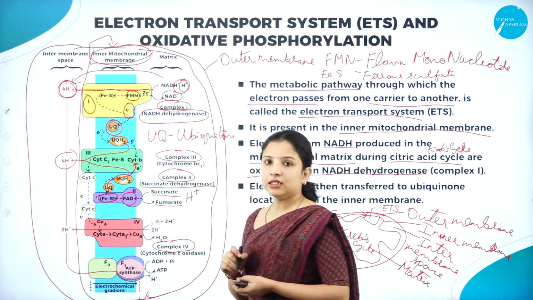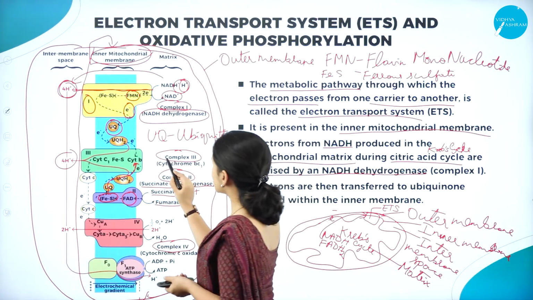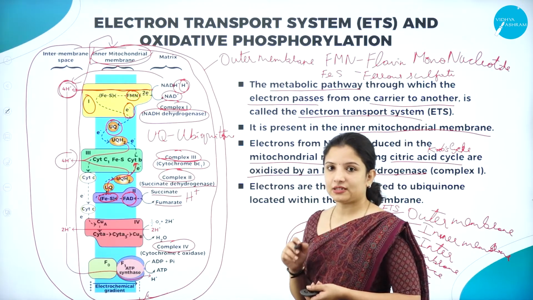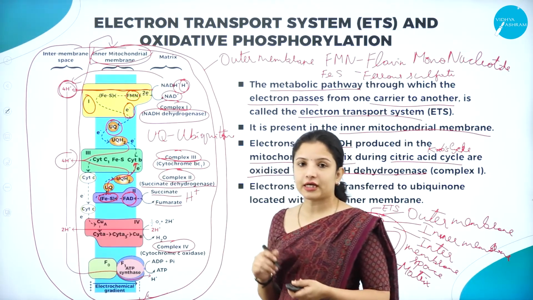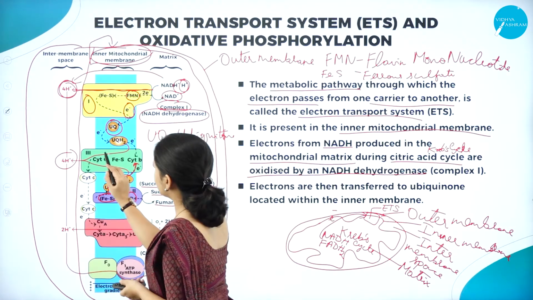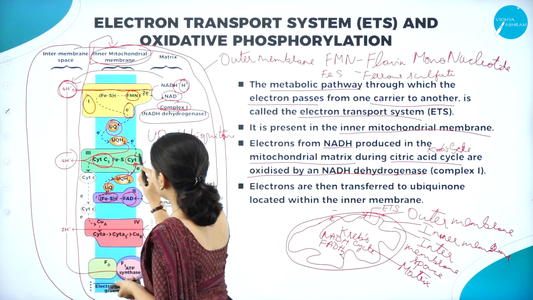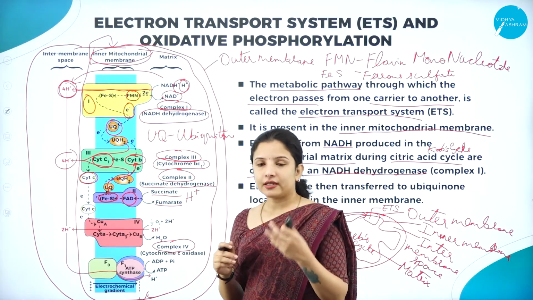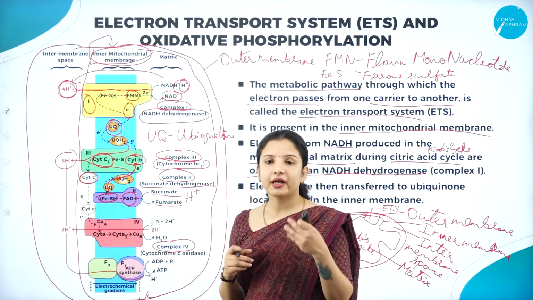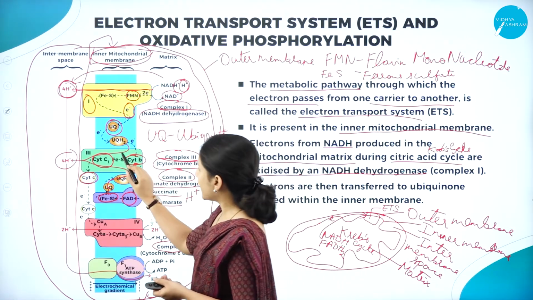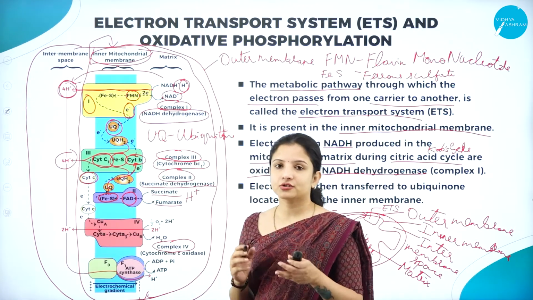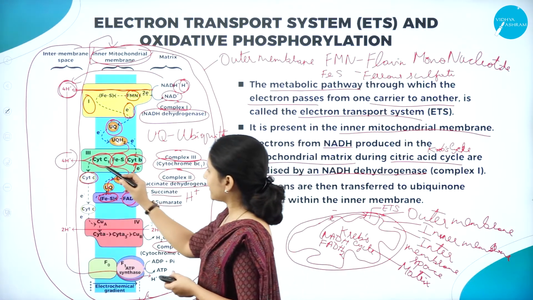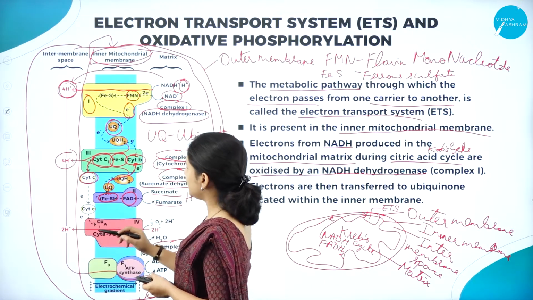and they will enter complex 3. Complex 3 is called the cytochrome bc1 complex. Why is it called the cytochrome bc1 complex? Because it is made up of different types of cytochromes, such as cytochrome c1 and cytochrome b, and also cytochrome c. Apart from that, it has a protein made up of heme, and it also has iron sulfur. That is why it is called a complex. All these also help in the movement of electrons. So the electrons travel through the cytochrome c complex.